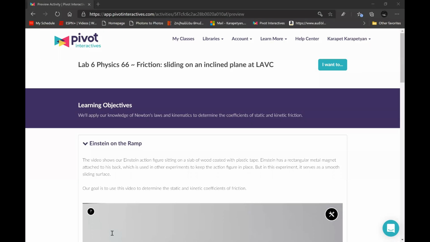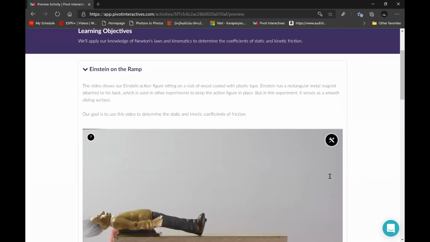All right. So in this lab, we're going to apply knowledge of Newton's laws and kinematics to determine the coefficient of static and kinetic friction. First we start with, you can write, Einstein on the ramp.